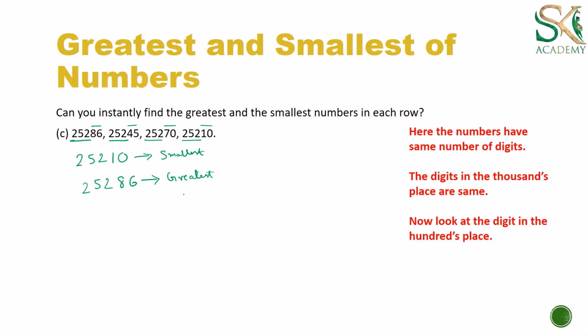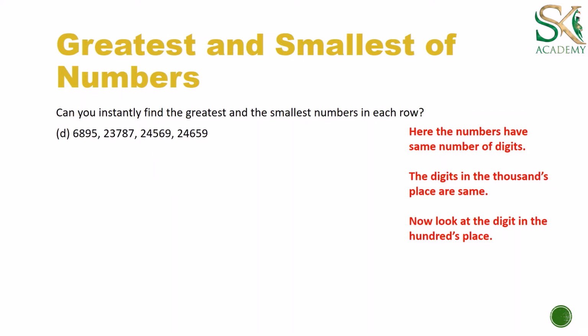Now the next question, same here also. This is very simple. Here you see 4 digits, 5 digits, again 5 digits, and again 5 digits. So obviously the smallest is 6, 8, 9, 5. This will be your smallest number. Now which one is the highest?